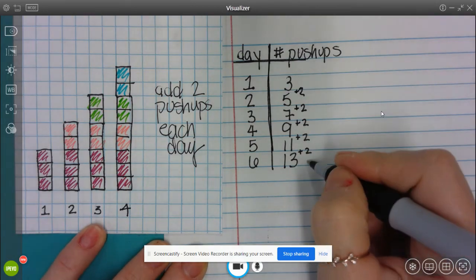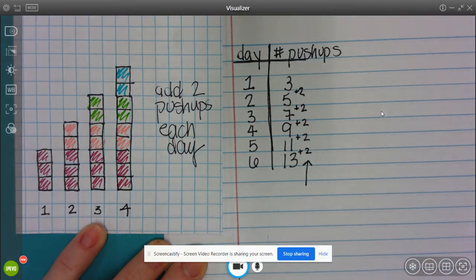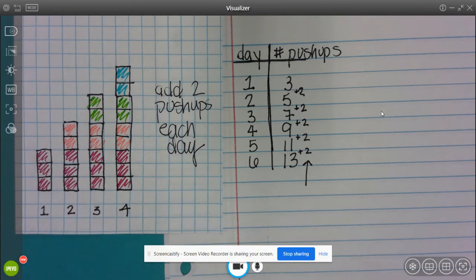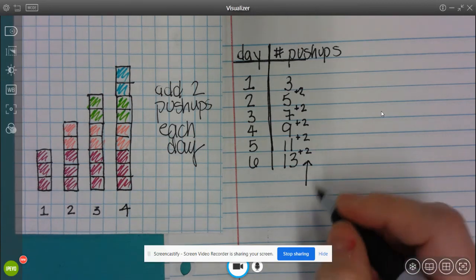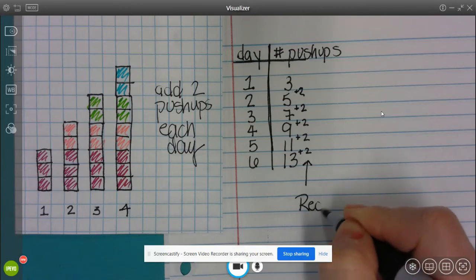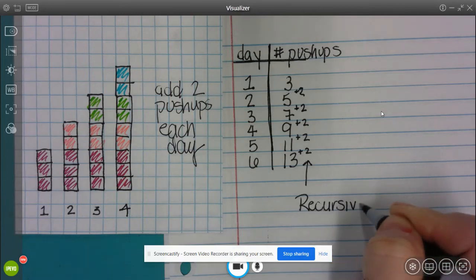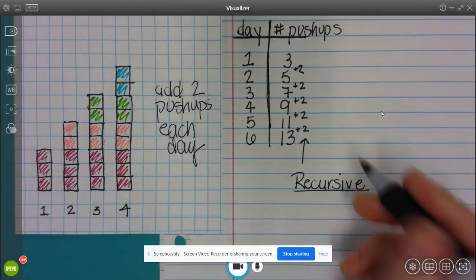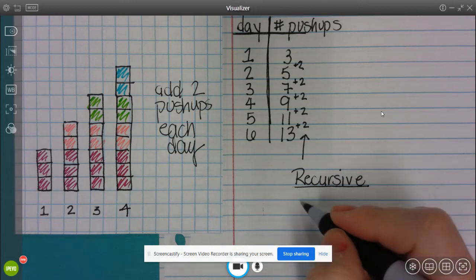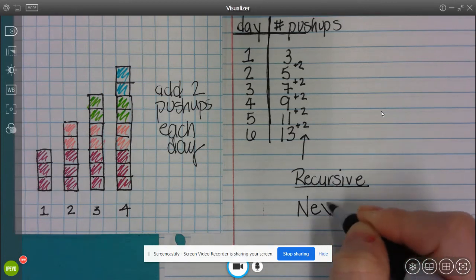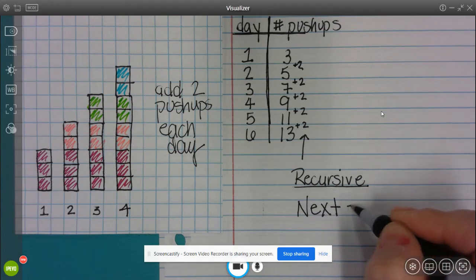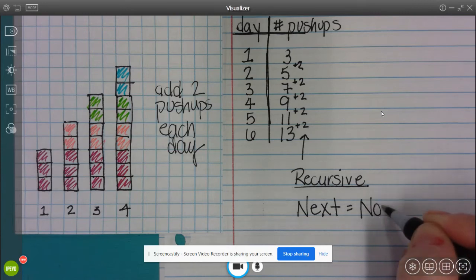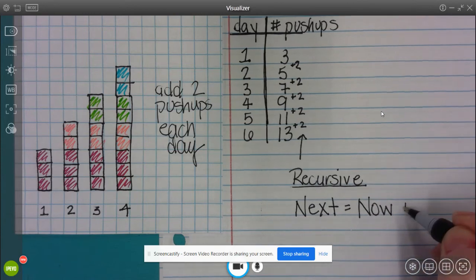And this pattern here, the +2 pattern, is going to help me write my recursive formula. And my recursive formula is the one that was in words, where I'm using my output. The next output I get by doing what I have now plus 2.